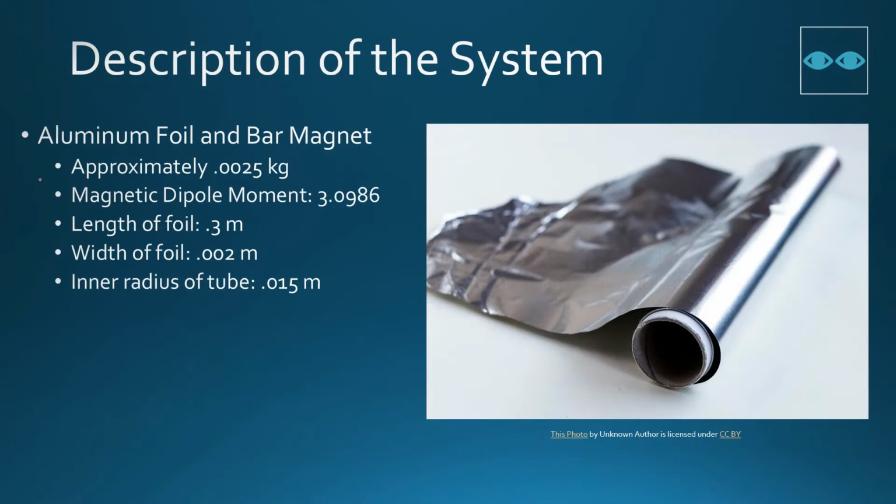The system of this lab was an aluminum foil and a bar magnet. The bar magnet weighed 0.0025 kilograms and had a magnetic dipole moment of 3.0986, which is from lab 3. The length of the foil was 0.3 meters and the width of the foil was 0.002 meters. The inner radius of the tube was 0.015 meters.